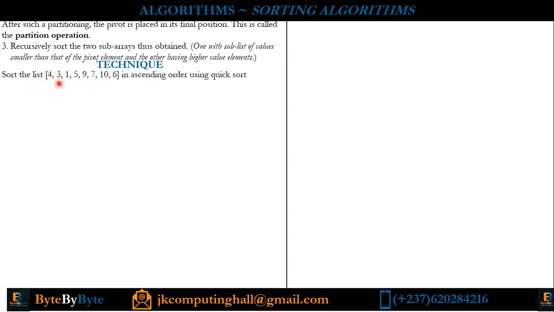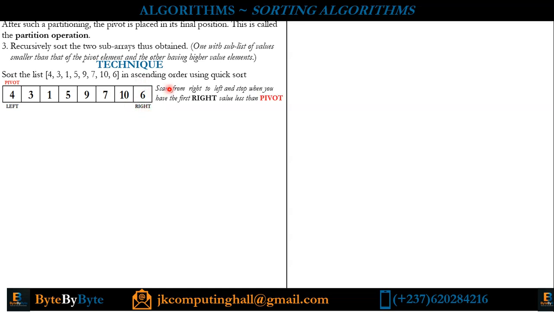Sort the list 4, 3, 1, 5, 9, 7, 10, 6 in ascending order using the quicksort. So this is what we have. This is the left. As you can see, the left is always the first element, just like the pivot, and the right is the other end. How do we work? We scan from right to left, that is from this side to this side, and we stop when we have the first right value that is less than the pivot.